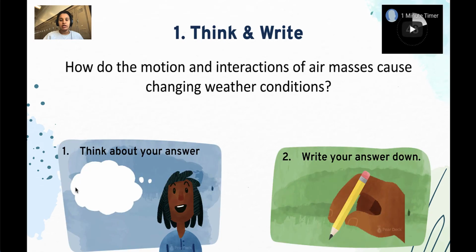You will notice that on each slide there's a timer. You can use this timer for when you are going through the protocol independently. Step 1, think and write. Think about this question. How do the motion and interactions of air masses cause changing weather conditions? Once you're done thinking, after about 30 seconds, write down your answer.